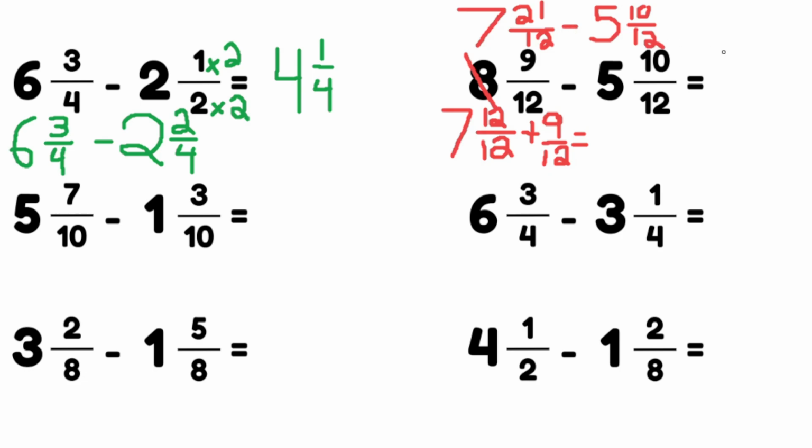Minus my 5 and 10/12, I could start with my whole numbers. 7 minus 5 is going to give me 2 wholes. And then 21/12 minus 10/12 is going to give me 11/12. So that becomes my answer. I have 2 and 11/12 as my final answer.